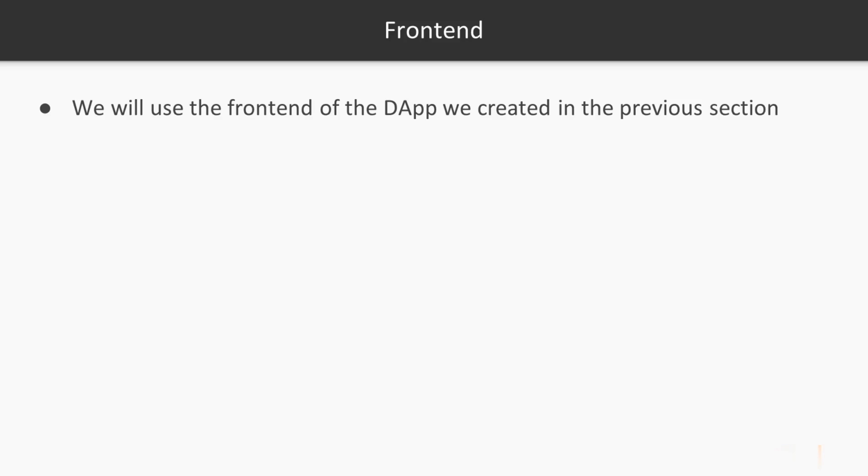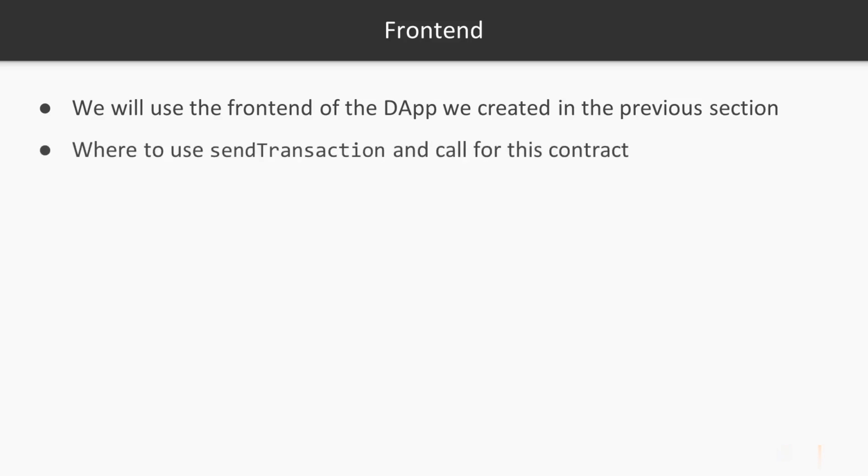In this video we will use the front end of the app we created in the previous section. We won't be using the entire code. We will be changing the style, the form, the buttons and all, but the basic form will be the same. We will learn where to use send transaction and call for this contract. You have to guess for which function in the contract we will be using send transaction, and for which we will be using call. And then we can use Ganache to actually deploy the contract onto it.